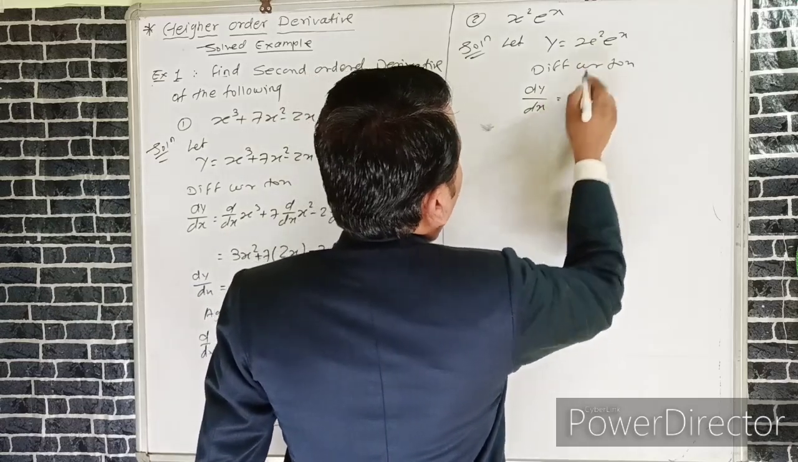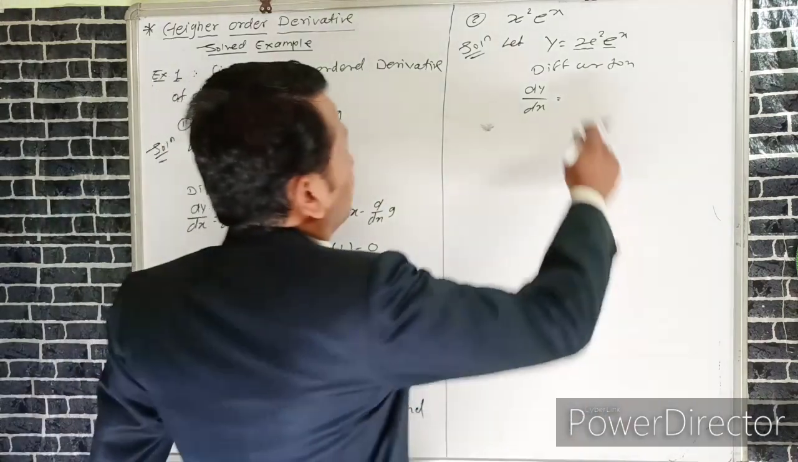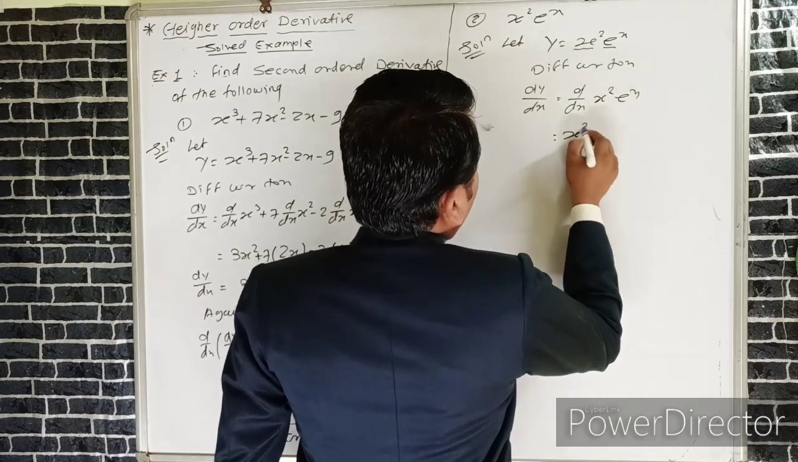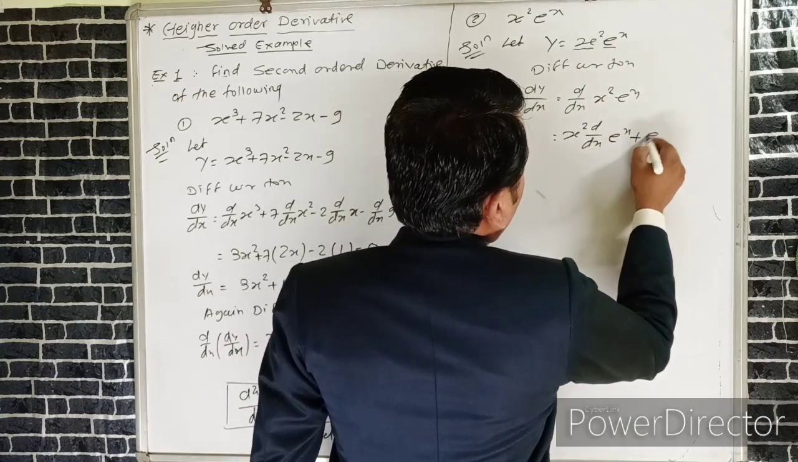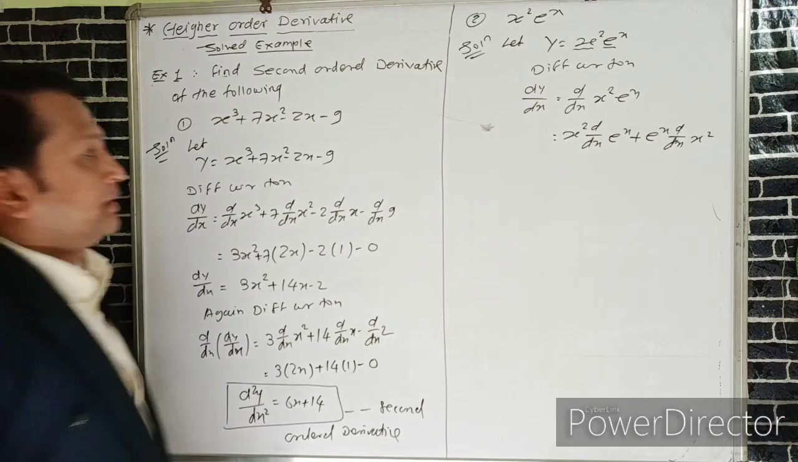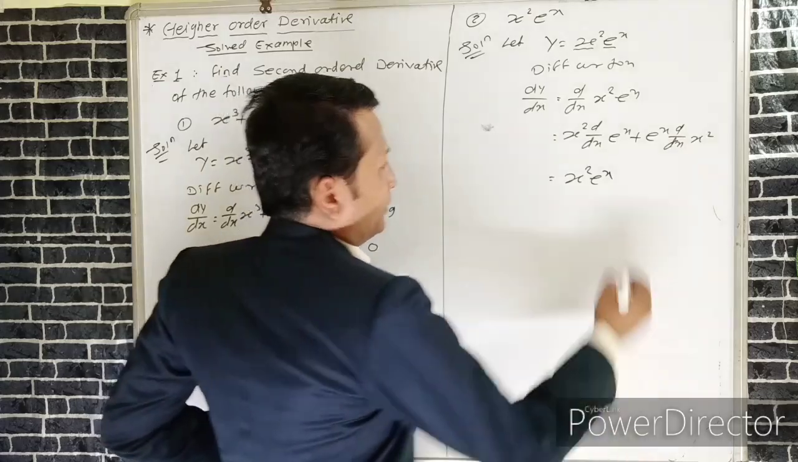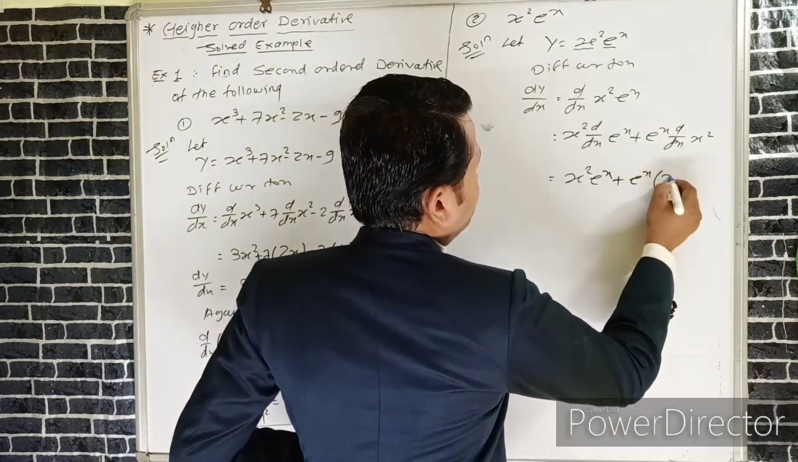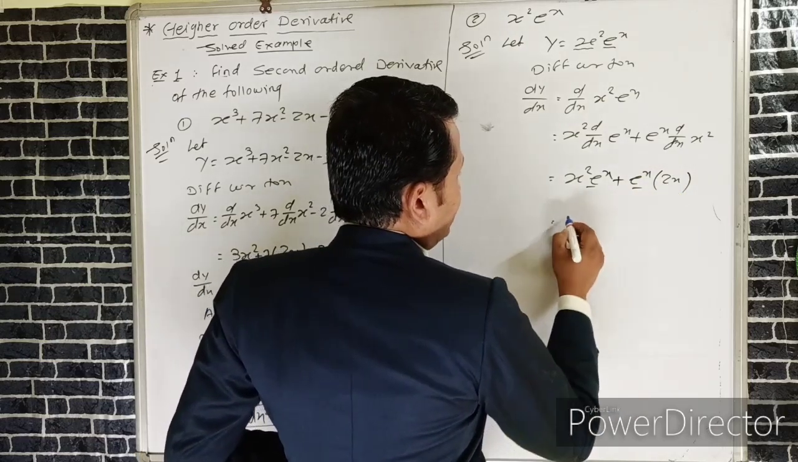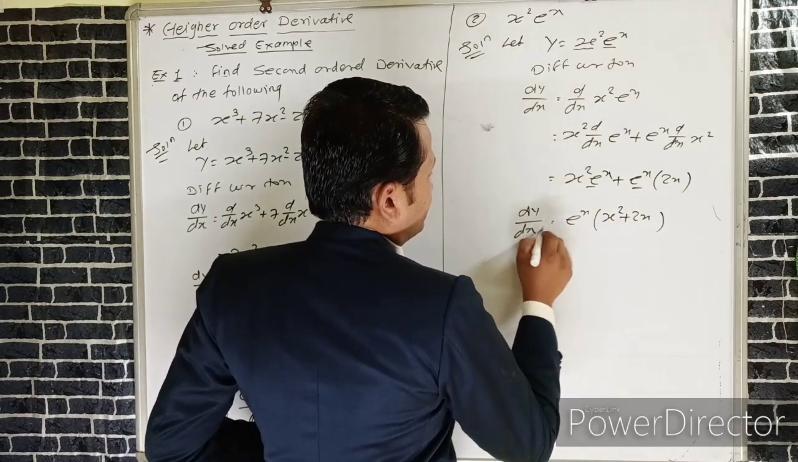Here x square and e to the power x are two functions in the form of u into v. If we apply the product rule, then we can write x square into the derivative of e to the power x plus e to the power x into the derivative of x square. Now you know that the derivative of e to the power x is e to the power x, hence we can write x square into e to the power x plus e to the power x as it is, derivative of x square is 2x. If we take e to the power x common from both terms, we can write e to the power x into x square plus 2x, which is dy upon dx.